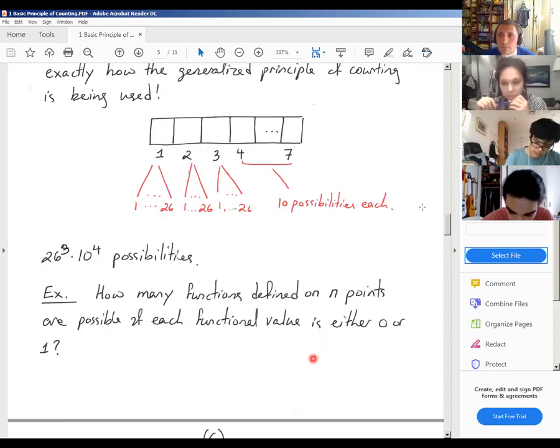Julian, yeah. Erica, thank you so very much for the answer. It is 2 to the n. Now, I want you to all understand why it's 2 to the n.